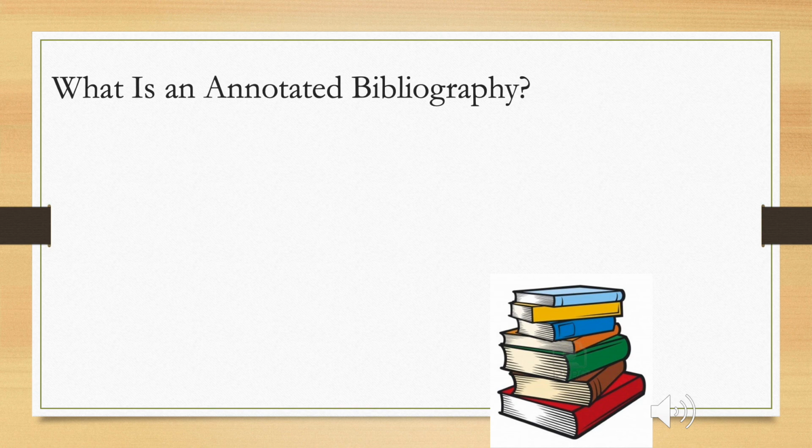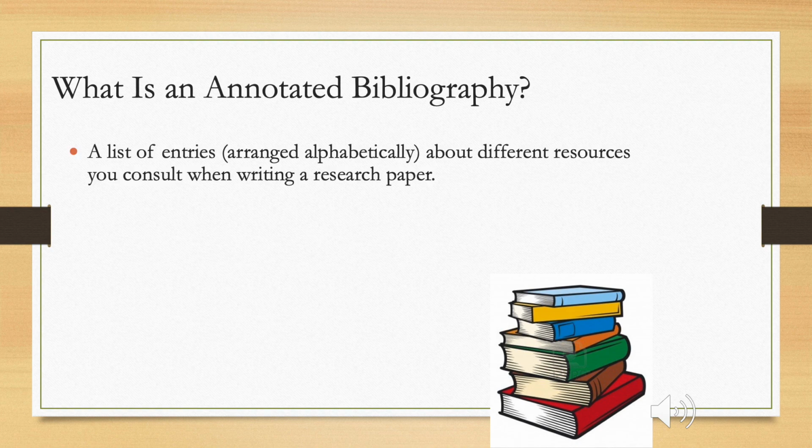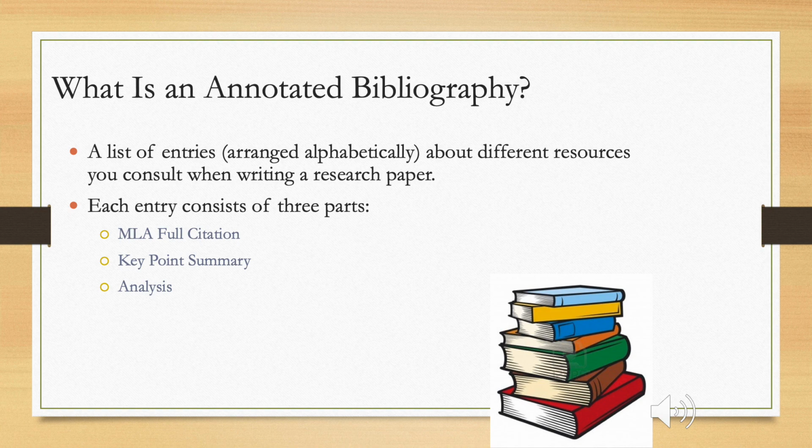So, what is an annotated bibliography? You probably want to know what that is since you're going to be turning one in on Sunday. So, this is a list of entries arranged alphabetically about different resources that you consult when writing a research paper. So, each annotated bibliography is going to consist of 3 parts. There's the full citation in MLA style, just like you would put it at the end of your works cited page. Then there's a key point summary.